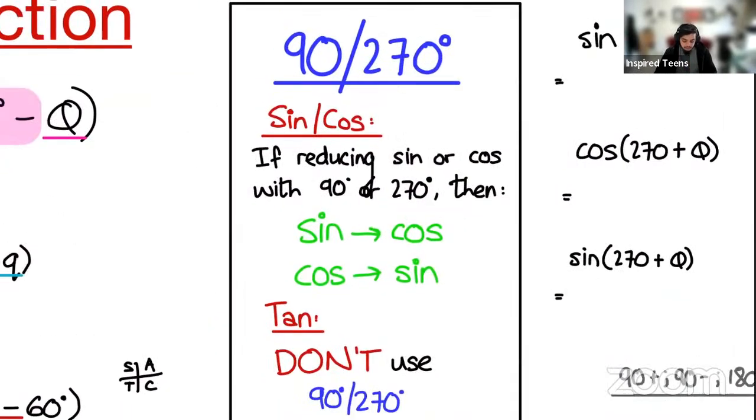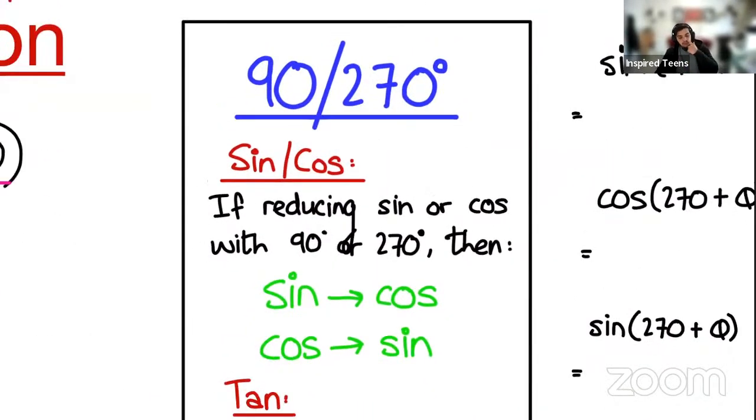Okay. And the first ruling we're going to learn is with regards to 90/270. Okay, using 90 or 270. So this is using 90 or 270 as a reduction angle, by the way. So when it comes to using sine and cos with 90 or 270, if you are reducing sine or cos with 90 or 270, then sine changes to cos or cos changes to sine. Okay, so just keep that in mind.